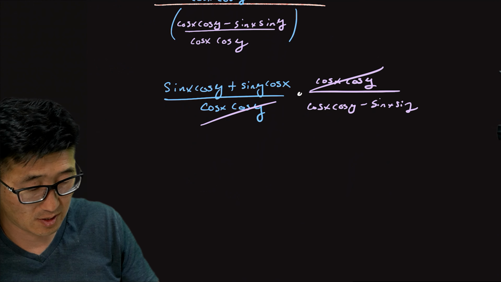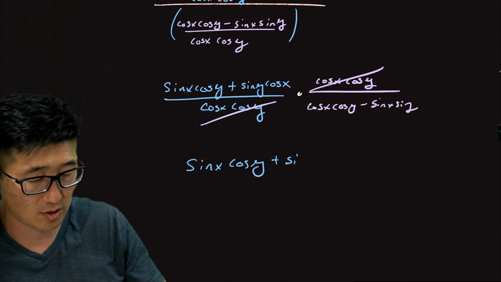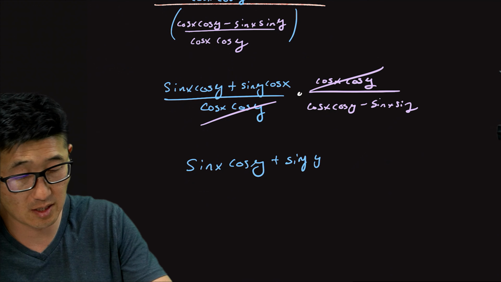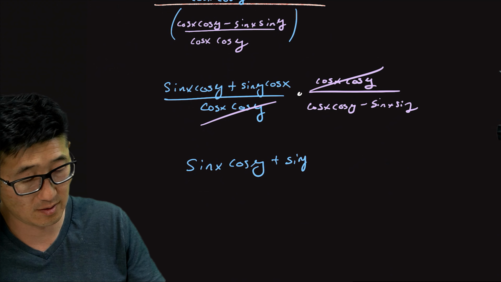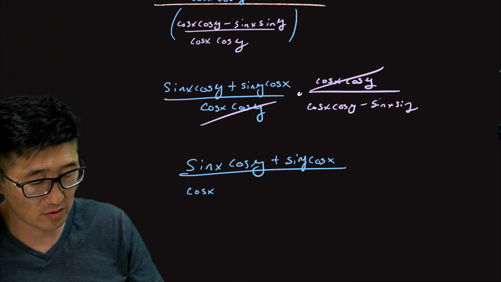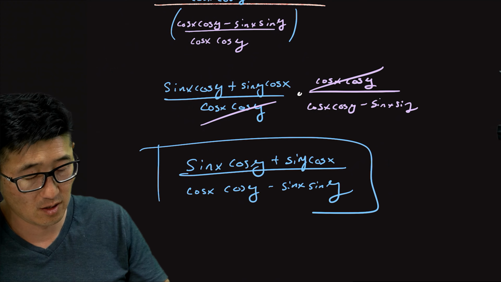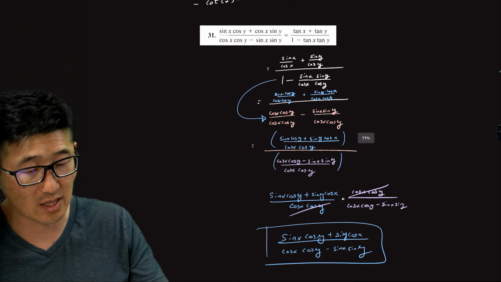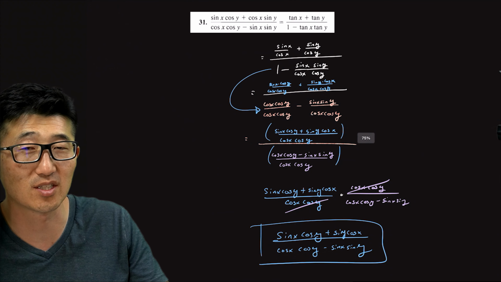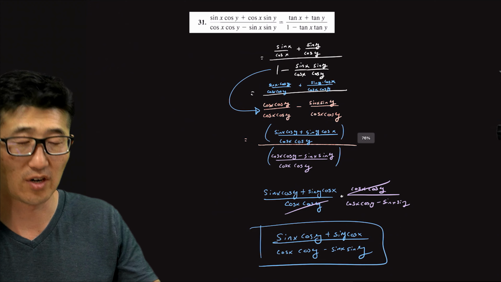Mm-hmm. Sine x cosine y plus sine y cosine x, all over cosine x cosine y. Wow. Okay, I mean, that wasn't that hard. It's just common denominators, right? Yeah. Fractions.